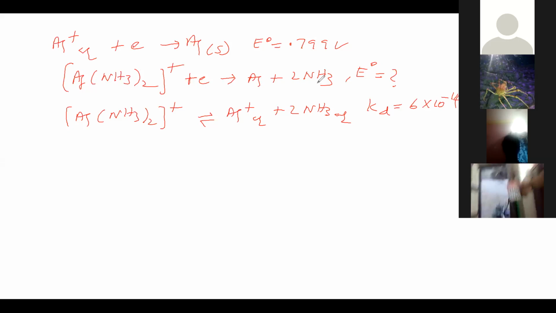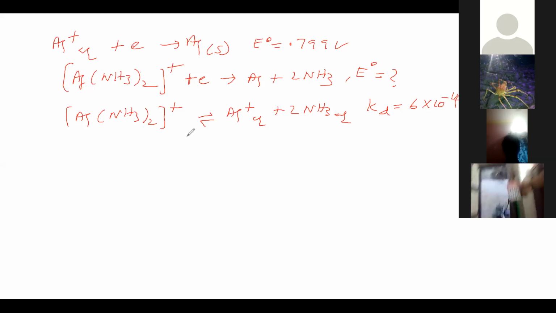So now we got the given data, and what we have to find, those points we got. Now we will see how to find the E naught value. Now let us consider these three. Is there any relation among these three?